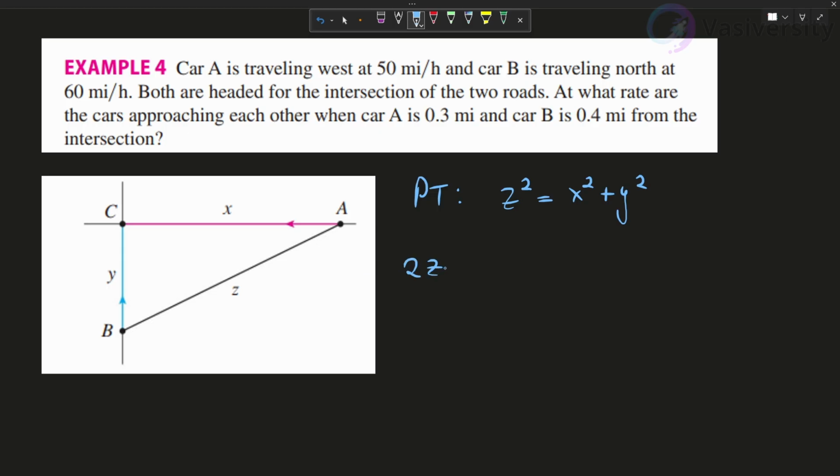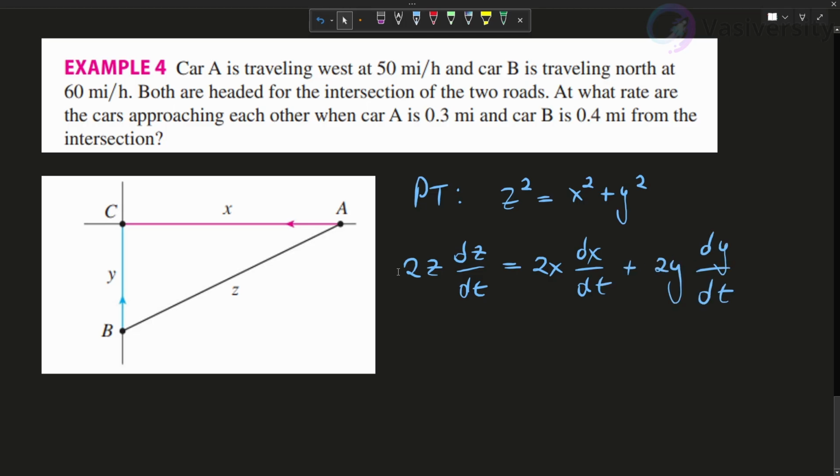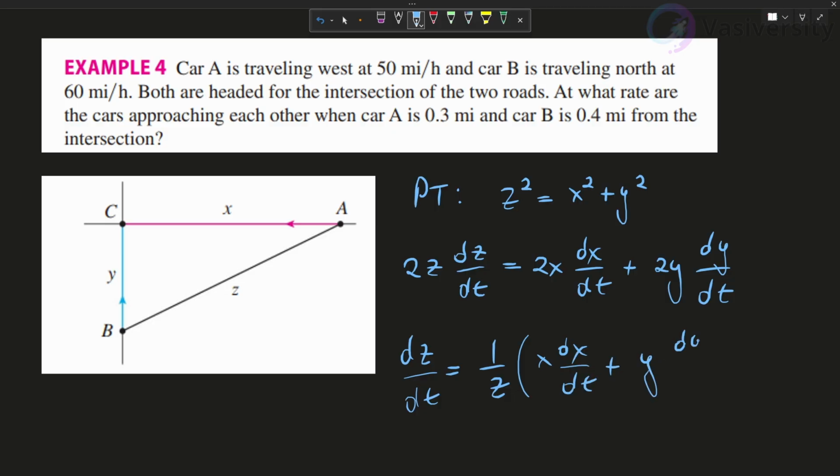We're going to have 2Z times dz over dt is equal to 2x dx over dt plus 2y dy over dt. Perfect. And then that means if we solve for dz over dt, we will have 1 over z times x dx over dt plus y dy over dt.